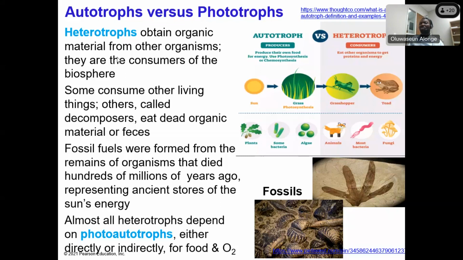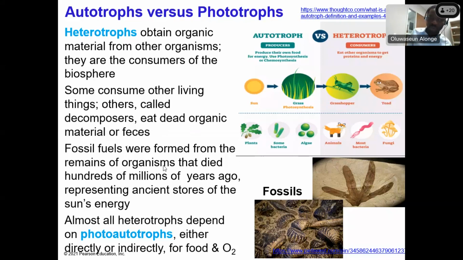So heterotrophs obtain organic material from other organisms. They are the consumers of the biosphere, and that's you. Some consumers consume other living things, and when we are talking about the types of feeders, we call them carnivores. But we call others decomposers because they decompose things. So they eat dead organic materials or feces.